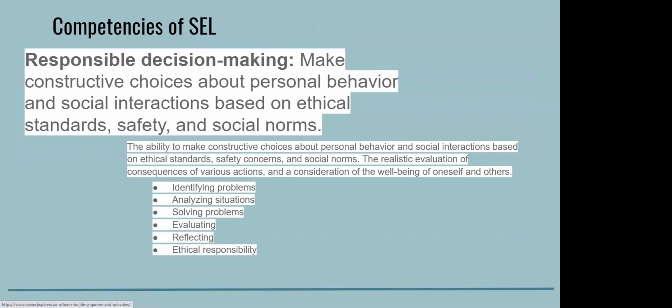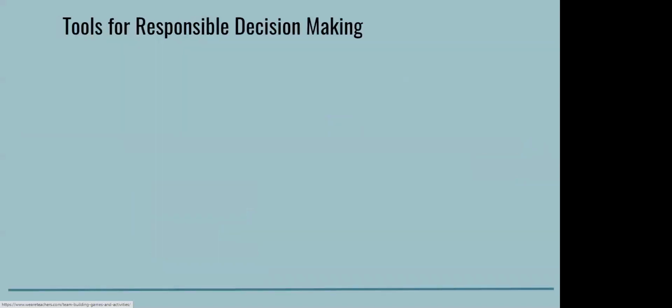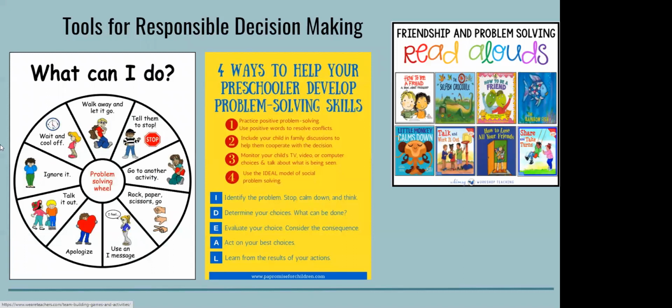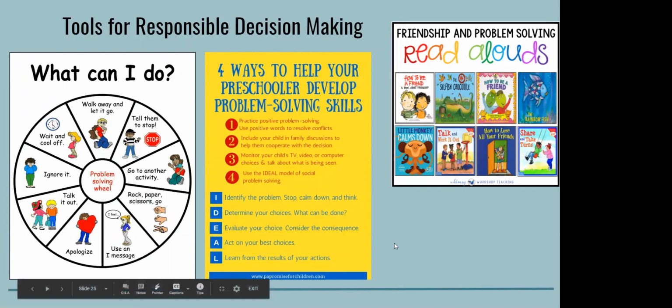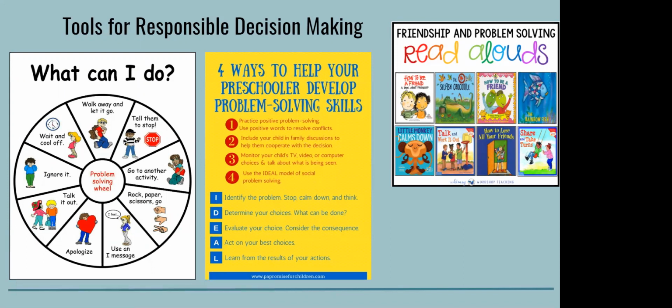Responsible decision making: identifying problems, analyzing situations, evaluating, reflecting. So it's problem solving, problem solving, problem solving. This is a life skill for our kids. Helping them to see, okay, I have a problem, and not run to the teacher every minute, but figure out what they can do to fix it.